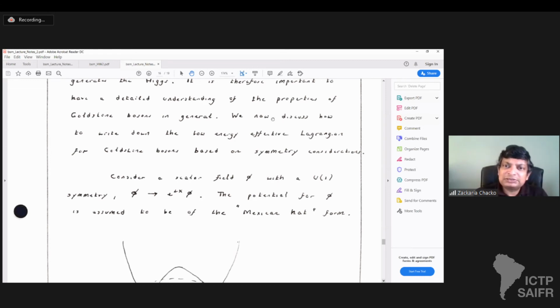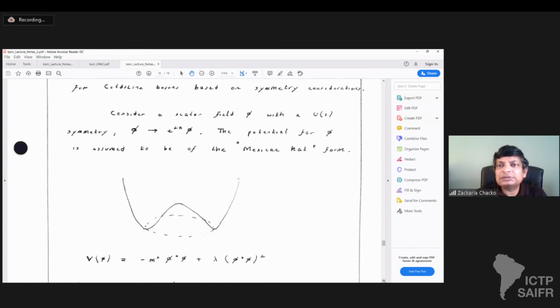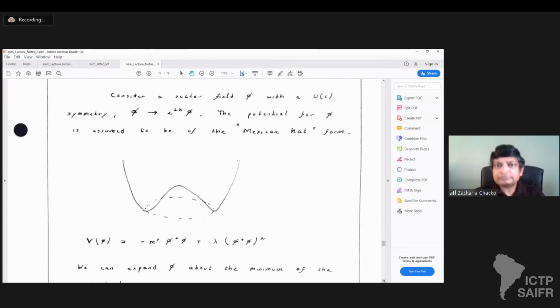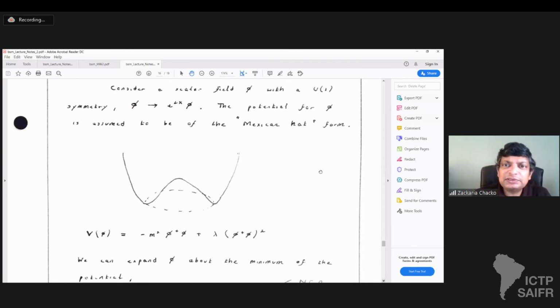Okay. So let me discuss how to write down the low energy effective Lagrangian for Goldstone bosons based on symmetry considerations. So I know Ricardo did a little bit of this last week. Okay. So hopefully that'll be helpful. Right. So consider a scalar field phi with a U(1) symmetry. Okay. So this is just an elementary scalar field with a U(1) symmetry. And let's say that the potential for phi has the usual Mexican hat form. Okay. So it looks like this.